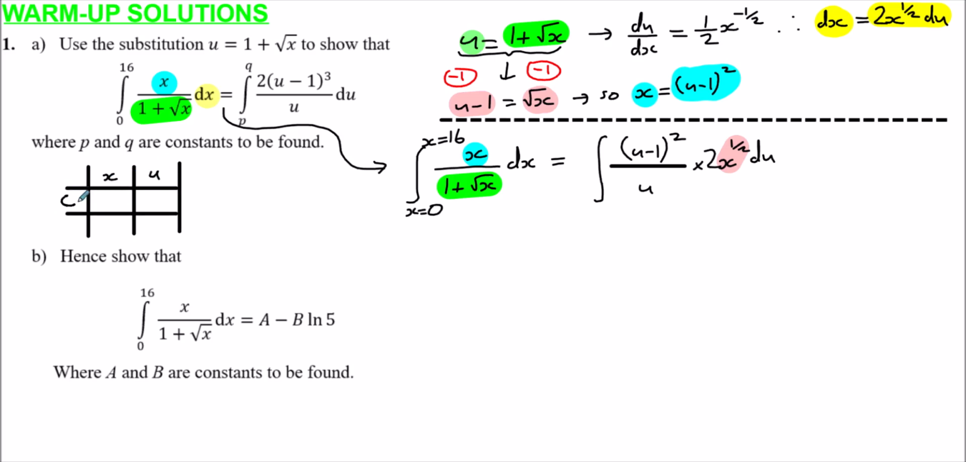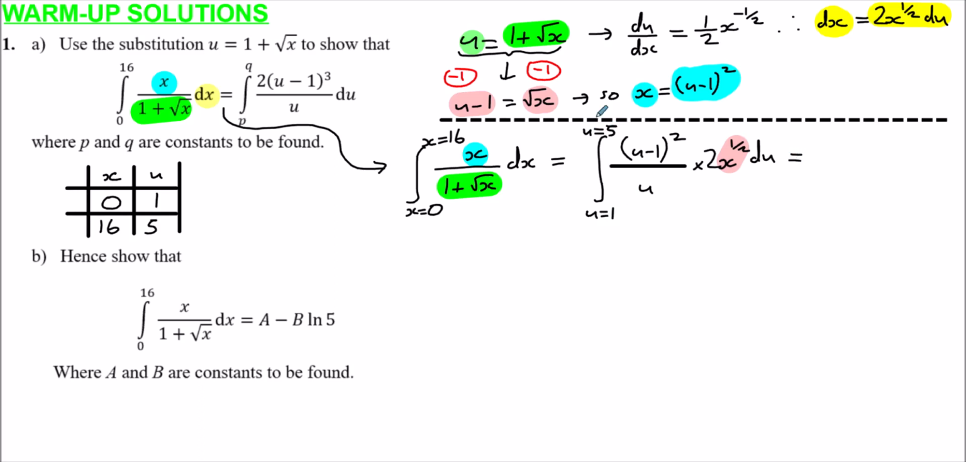So when x is 0, u is 1 plus the square root of x. So when x is 0, u is 1 plus root 0, which is just 1. And when x is 16, u is going to be 1 plus the square root of 16, which means 1 plus 4, which is 5. So now we can change this to u limits of u being equal to 1 on the lower limit and u being equal to 5 on the upper.